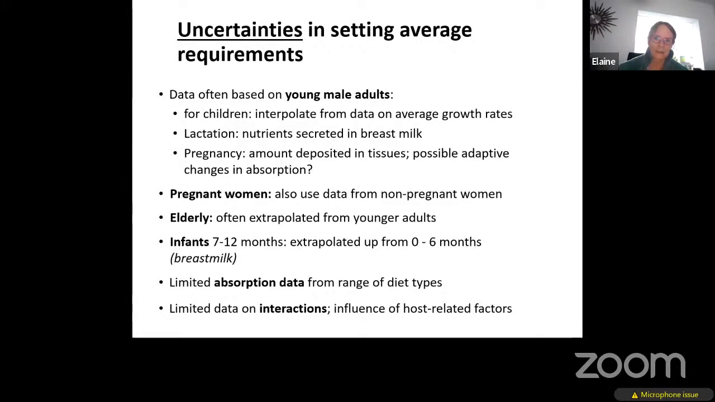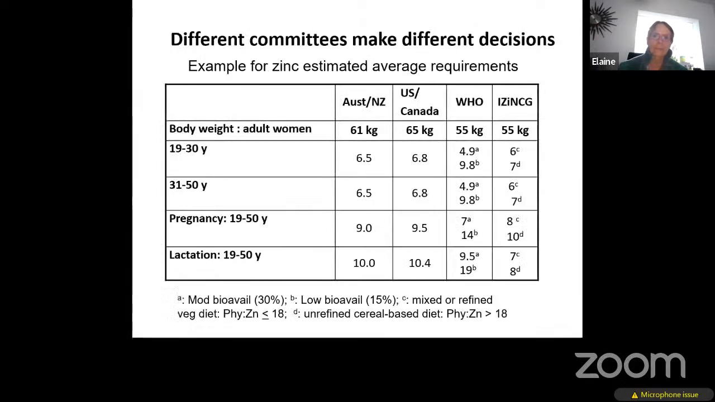But the key thing here is that there is a lot of uncertainty because of the limited data, and often it's based on adult males. For pregnant women, we often use data from non-pregnant women. For the elderly, often extrapolated from younger adults. For infants between 7 and 12 months, it's extrapolated from breast milk. And there's a limited amount of data on absorption and nutrient interactions. So the key thing here is there are uncertainties when we're setting those nutrient requirements, and that's always important to remember. And so you'll see different committees have made different decisions.